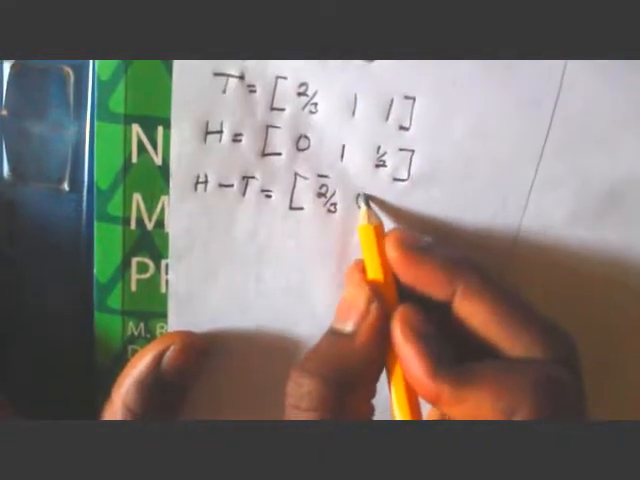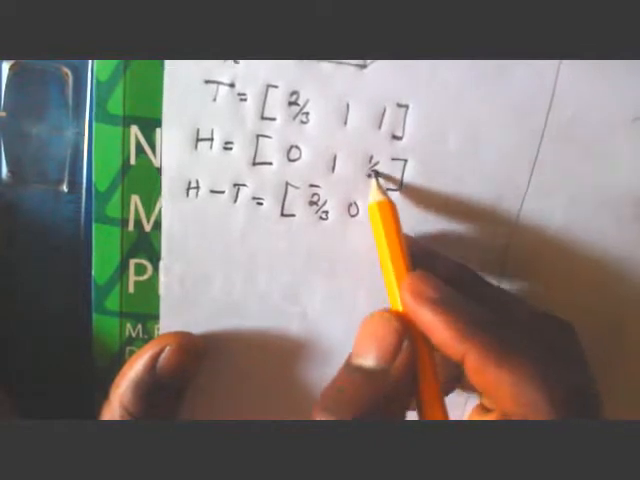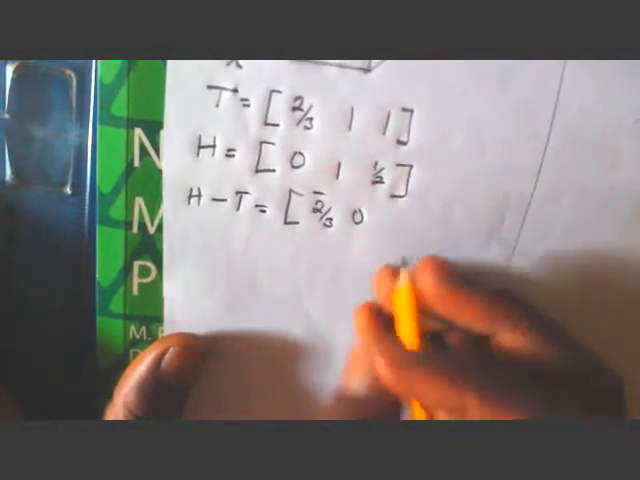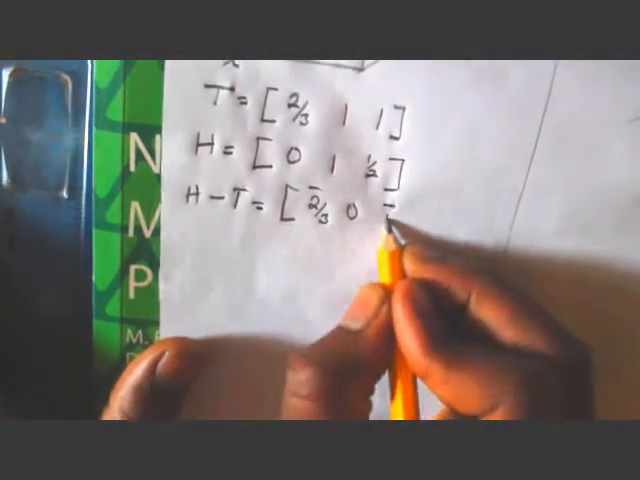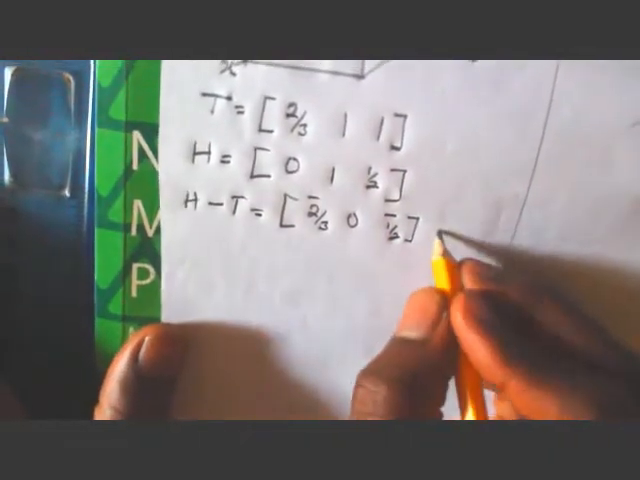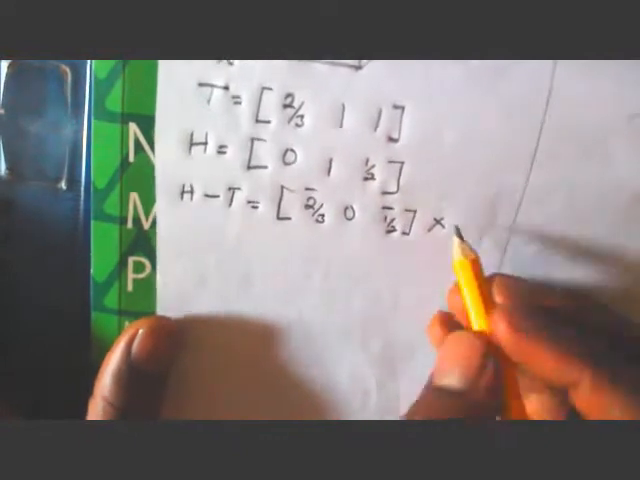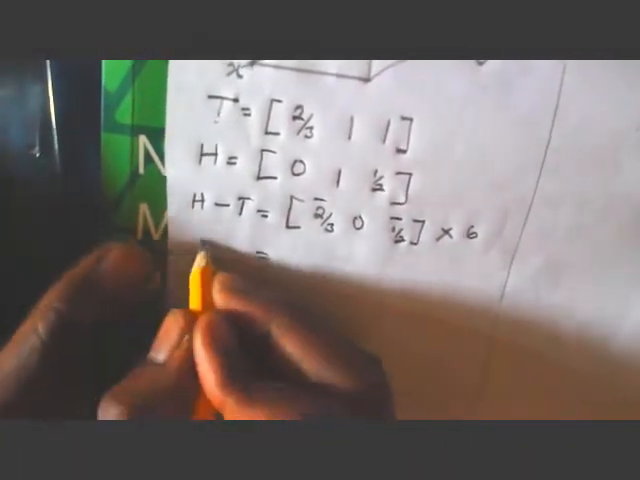1 minus 1 is 0. Half minus 1 is minus half. So we need to multiply it by 6 in order to remove the fraction. So here will be the direction.